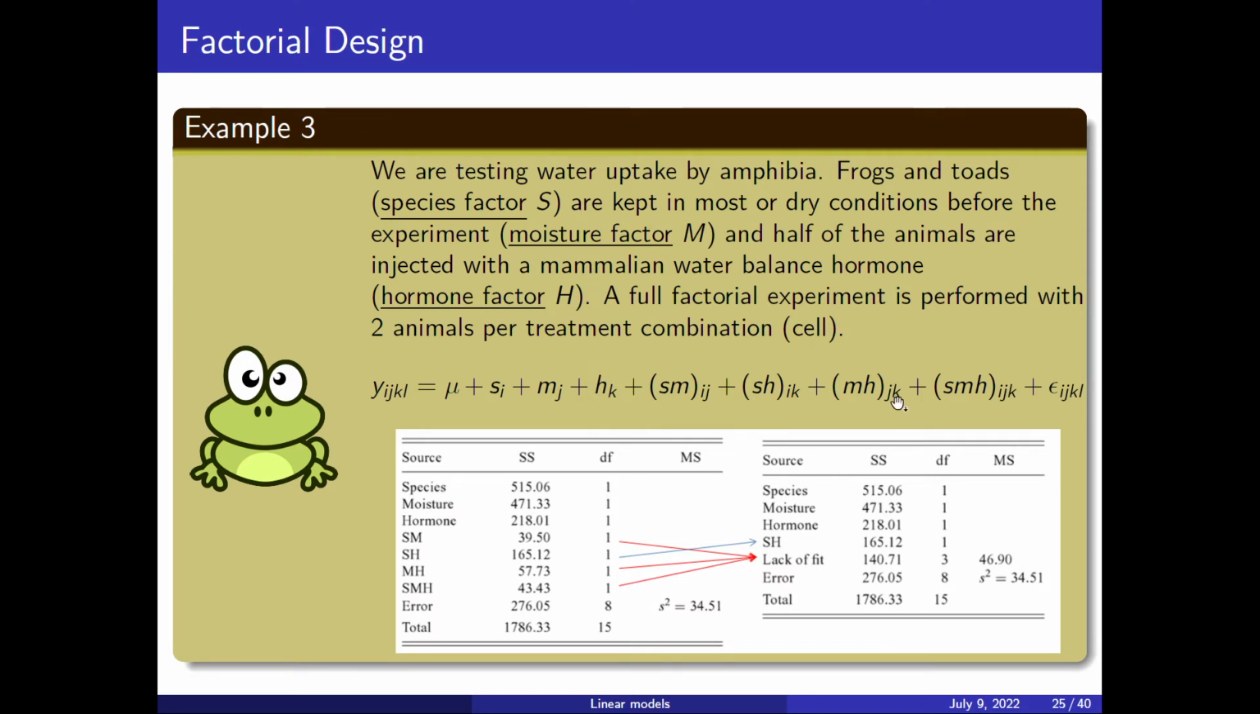Okay, so let's see how many groups do we have? How many combinations? So we have two species, two moisture levels and two levels for the hormone. So we have 2 times 2 times 2, that is 8 possible combinations, and we will use 2 animals per treatment, so 2 animals per combination.